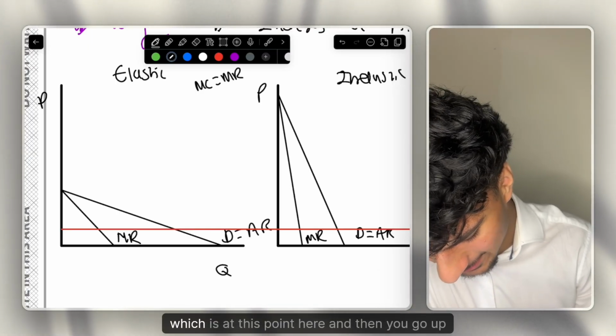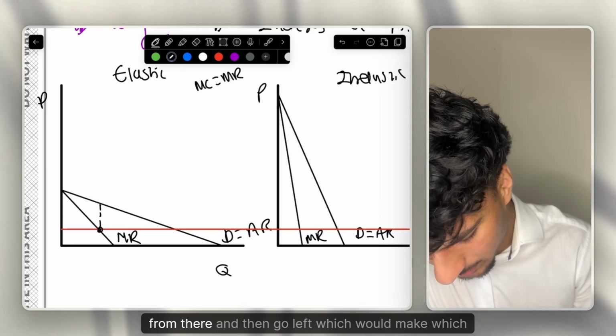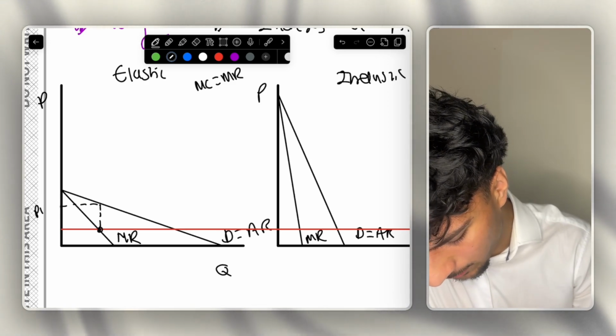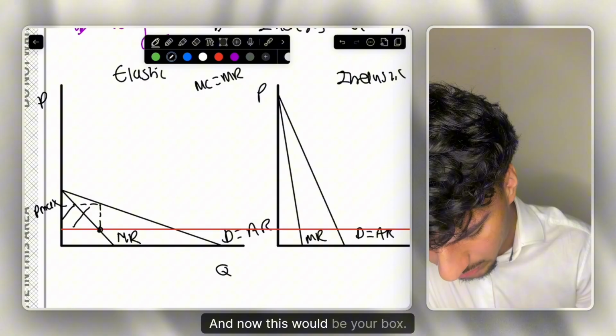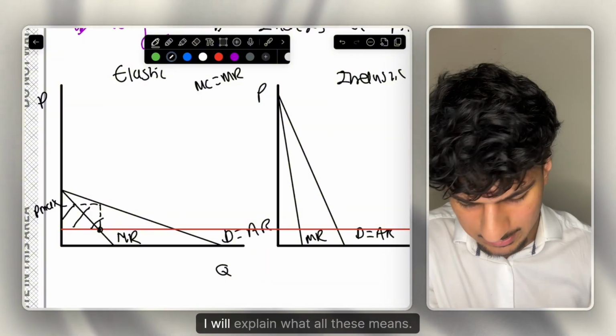So where MC equals MR, which is at this point here, and then you go up from there and then go left, which would of course be P max. And now this would be your box of supernormal profit. And don't worry, I will explain what all these means.